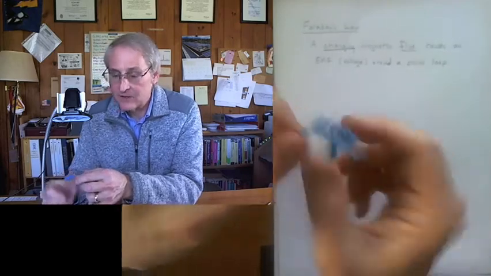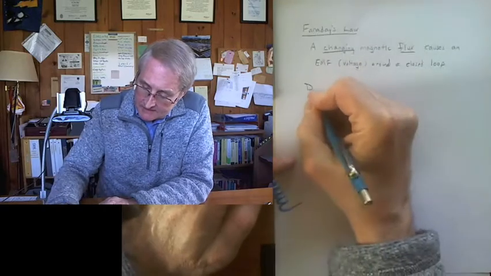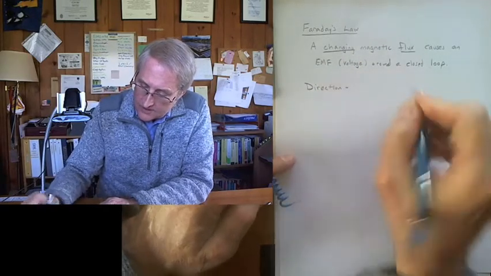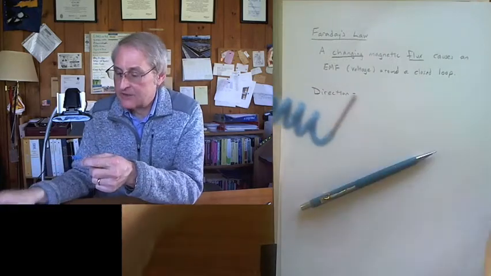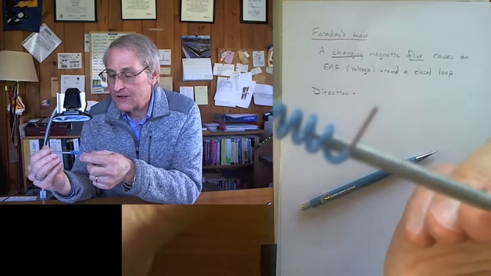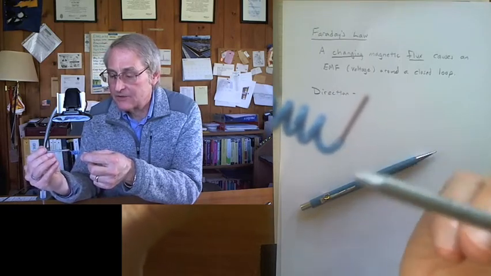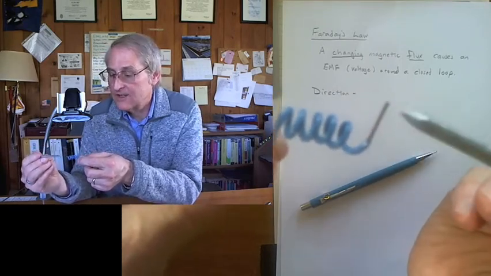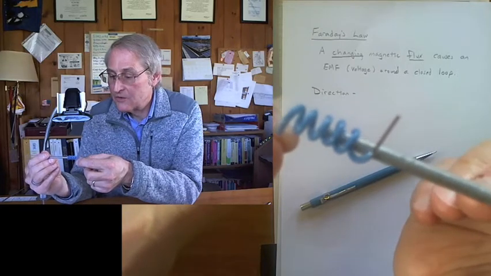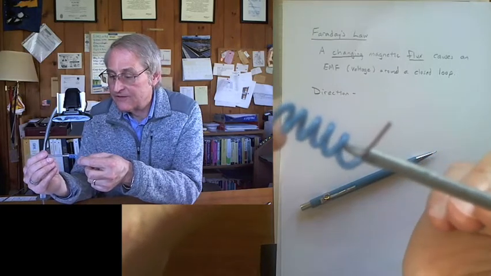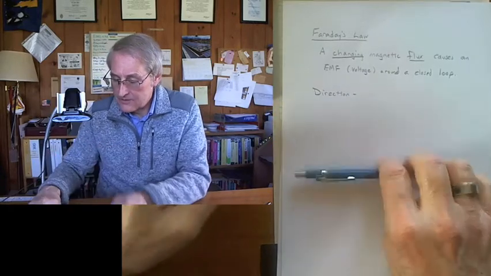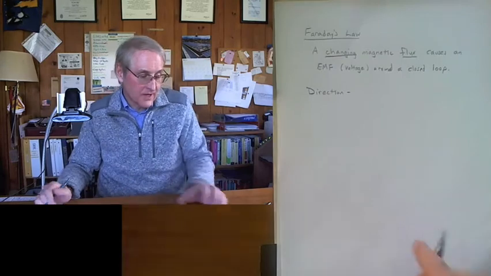Okay, now what about the direction? There's a whole rule for the direction of the EMF, because you can imagine, depending upon whether I put the north pole end or a south pole end here, that would change which way the current would flow through the wire if we made it a circuit. And if I increase the flux or decrease the flux, that will have opposite changes. So let me just state in words again what the direction is.